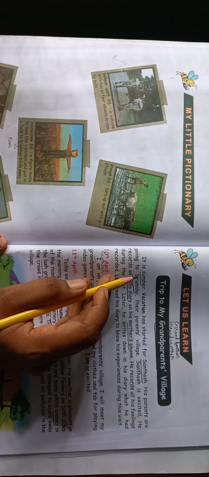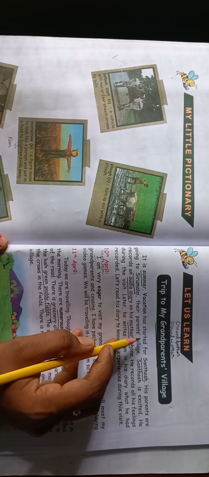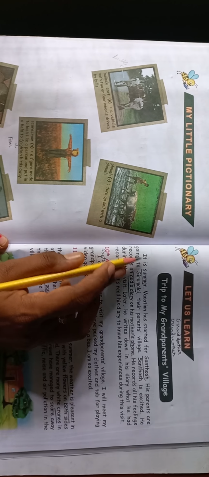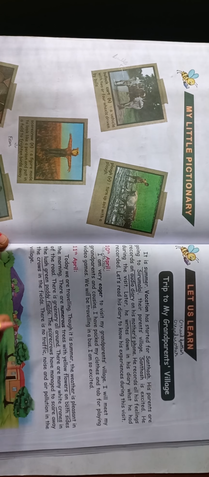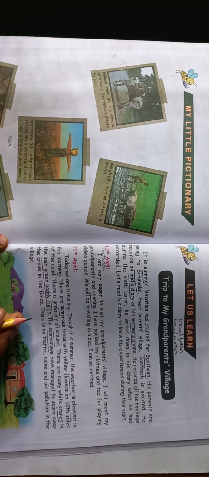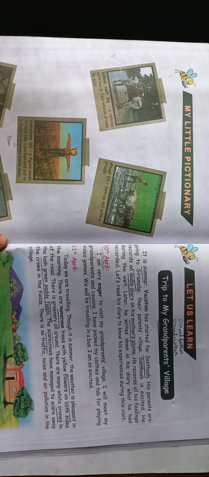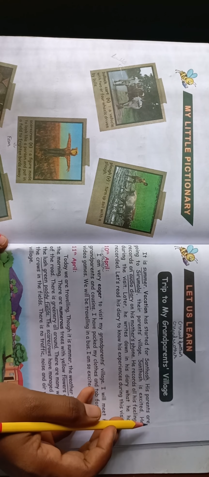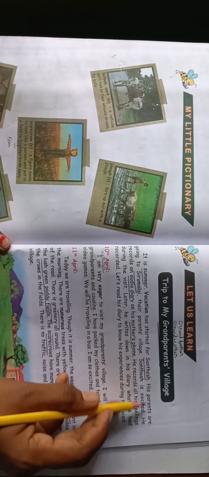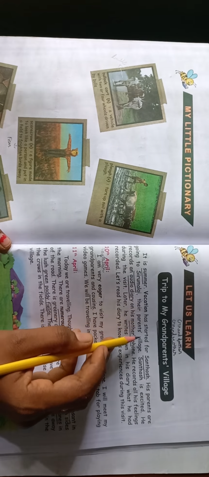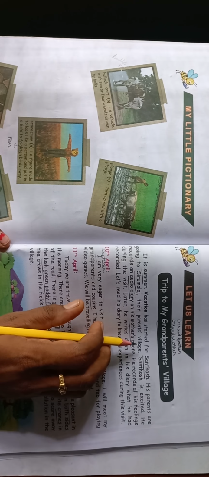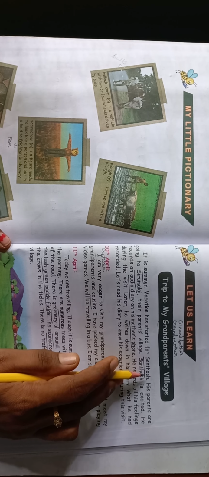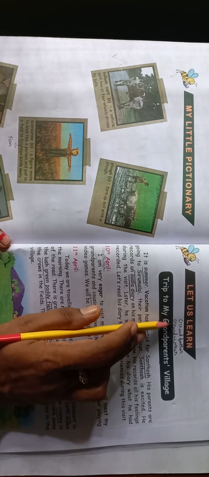It is summer. Vacation has started for Santosh. It is summer. What do we remember? We had a summer vacation, right? Summer leave from school. His parents are going to Sirumalai, their parents' village. Sirumalai is the native place of Santosh and his parents. Here, grandparents means grandfather and grandmother.